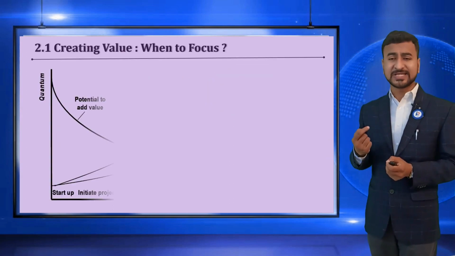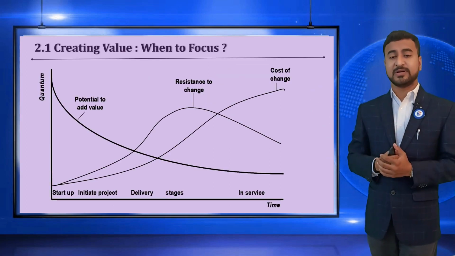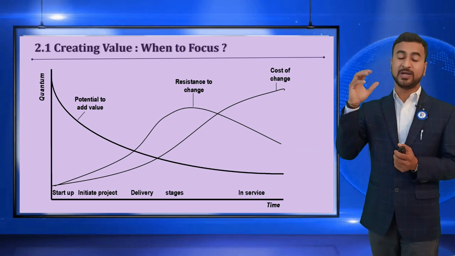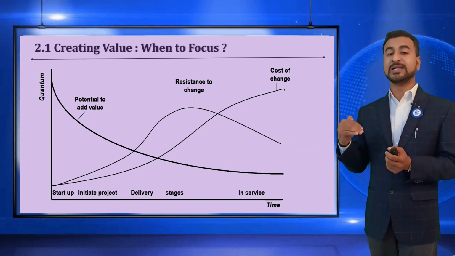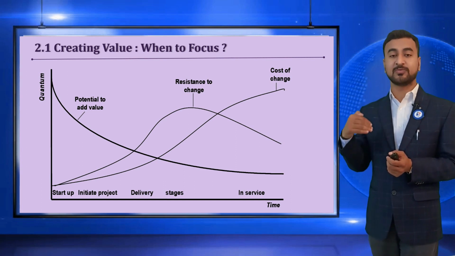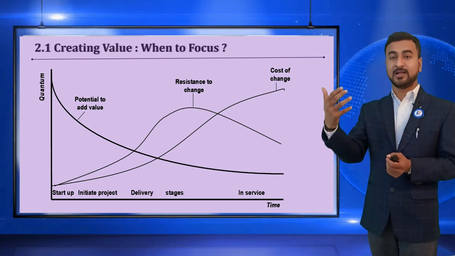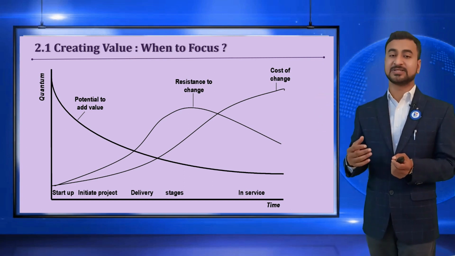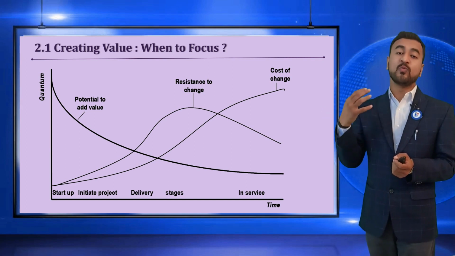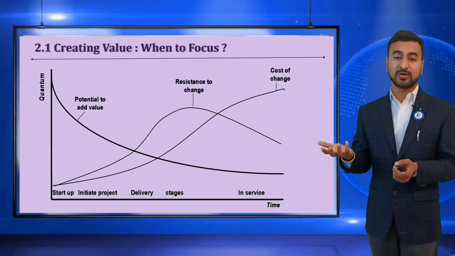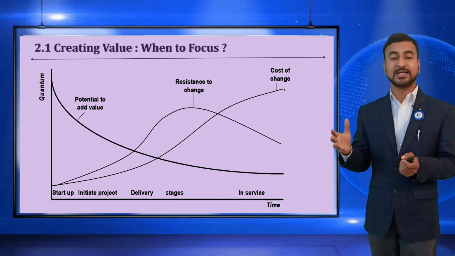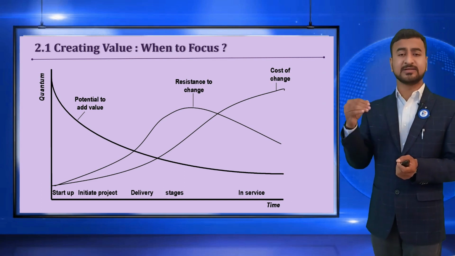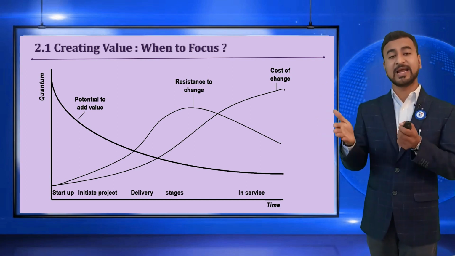Now, a very interesting fact that this diagram represents: on the x-axis there is a time horizon and on the y-axis there is a quantum. If you focus on value delivery during the initial stage of the project, its potential to add value is very high. For example, if you want to build a school building or any other construction, at that time you can plan how to do an energy-efficient, green building concept, with a design that has sufficient day and night air circulation and natural light, and requires a solar panel. You can design that in the very beginning.